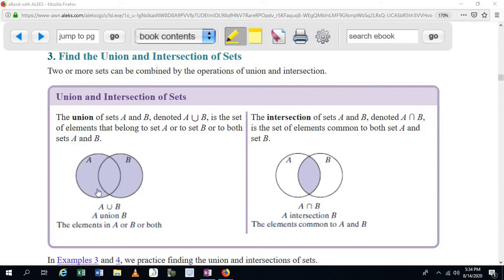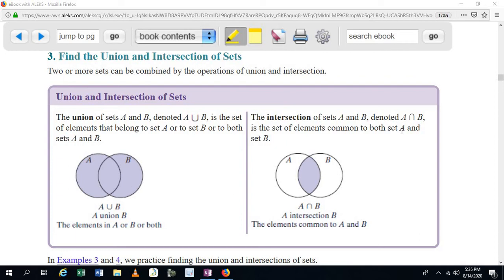If this is set A and this is set B, then the union A union B would be all the elements in A or all the elements in B or all the elements in both A and B, which would be the elements in here. So the union would be all of this shaded in region.